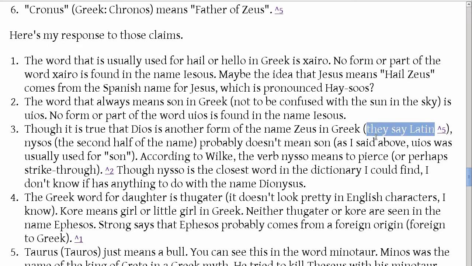In the video, they say that Deus is a Latin word. Now, Deus is a Latin word, but it doesn't mean Zeus, not as far as I know. Now, I don't know Latin, but Deus is Greek. They're mixing it up with Latin.